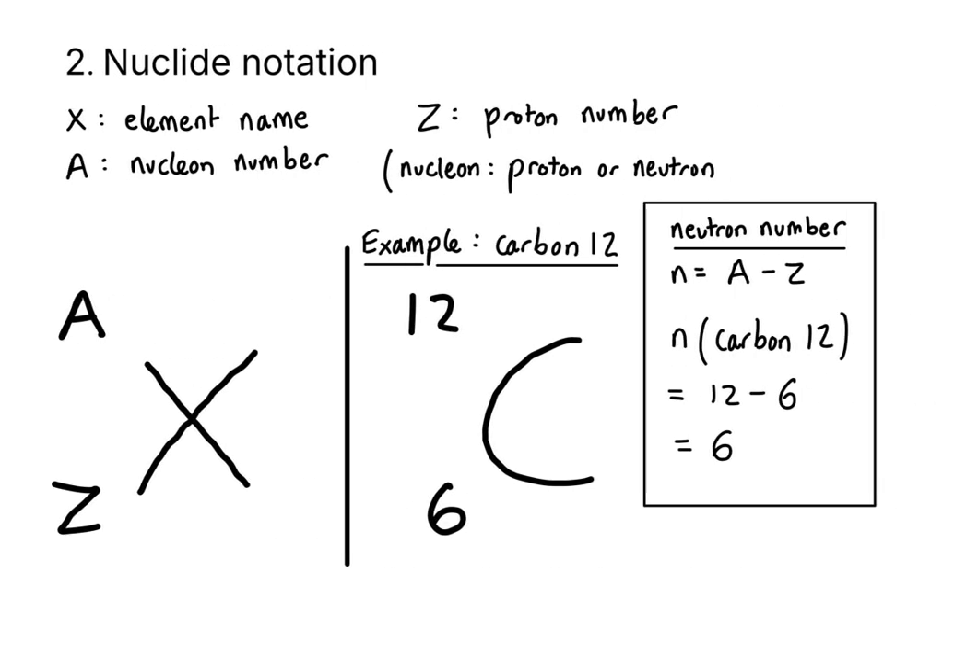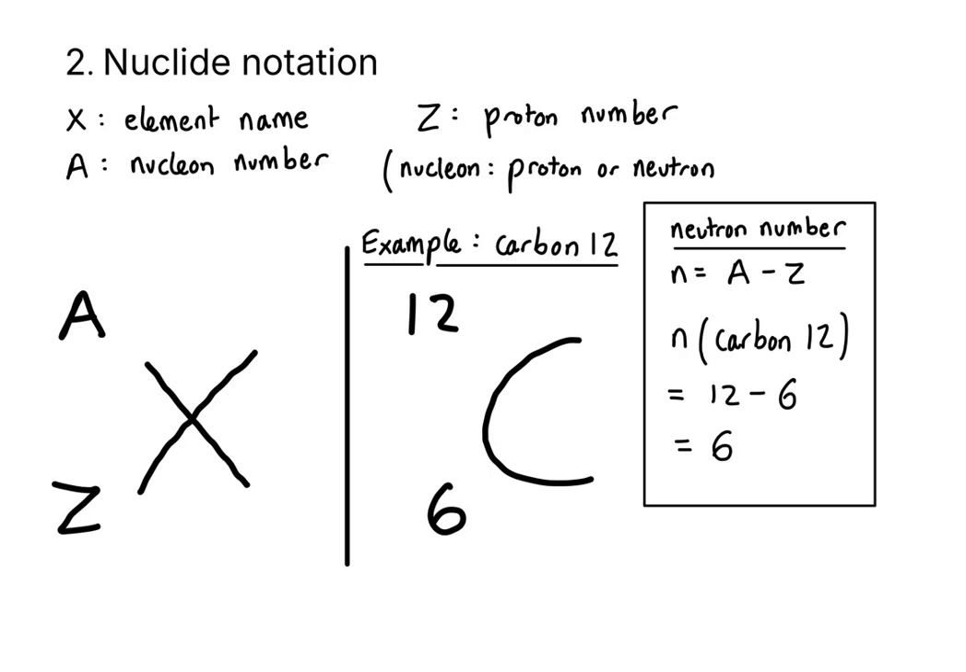So how do we describe one particular nucleus on paper? We use nuclide notation, and you'll see this symbol everywhere. The letter in the middle, X, is just the element symbol, C for carbon, He for helium, and so on. The bottom number, Z, is the proton number, how many protons are in the nucleus, and the top number, A, is the nucleon number, the total number of protons and neutrons added together.